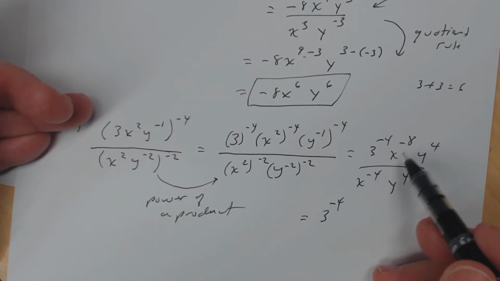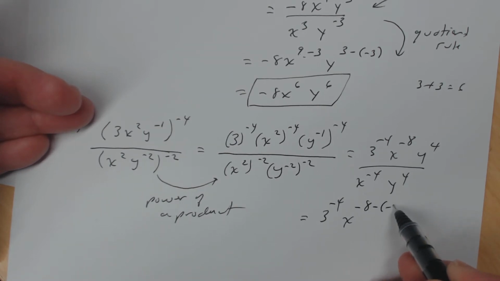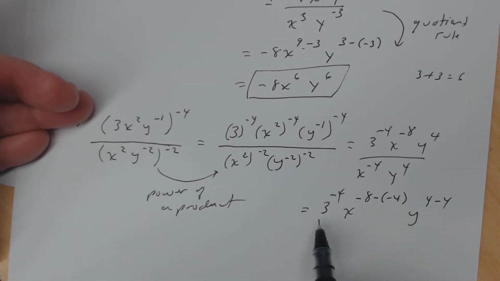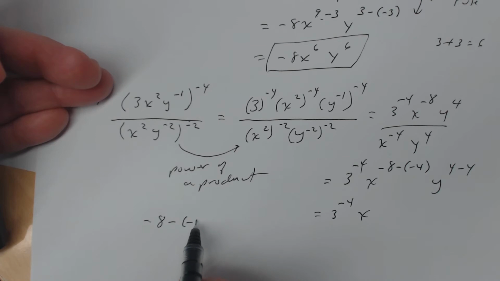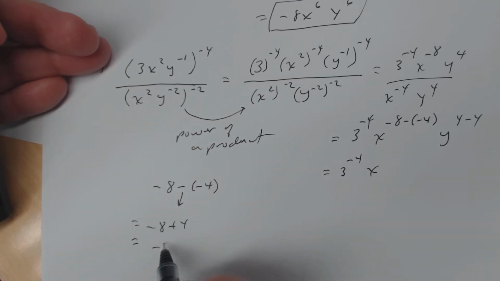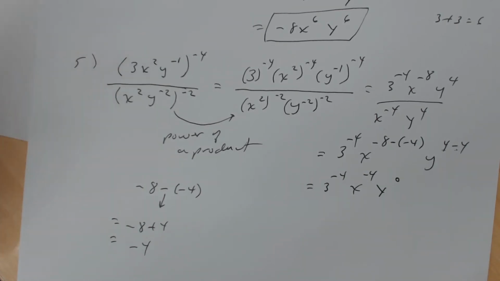Now I'm going to use the quotient rule. So when you divide like bases, you subtract exponents. So there'll be x to the negative 8, subtract a negative 4. Y to the 4th, subtract 4. Okay? Alright, so here I get 3 to the negative 4th. X to the, now remember, negative 8 subtract a negative 4. Remember previous course, you changed this to addition. So you're going to add the opposite. So it's negative 8 plus, and the opposite of a negative 4 is a positive 4. And a negative 8 and a positive 4 is a negative 4. So I get x to the negative 4. And then 4 minus 4 here is 0, so I get y to the 0.